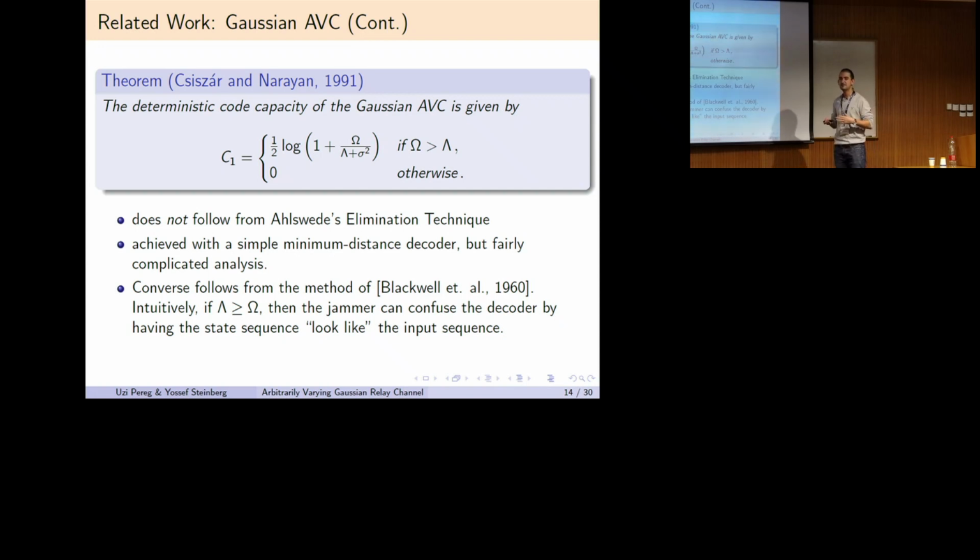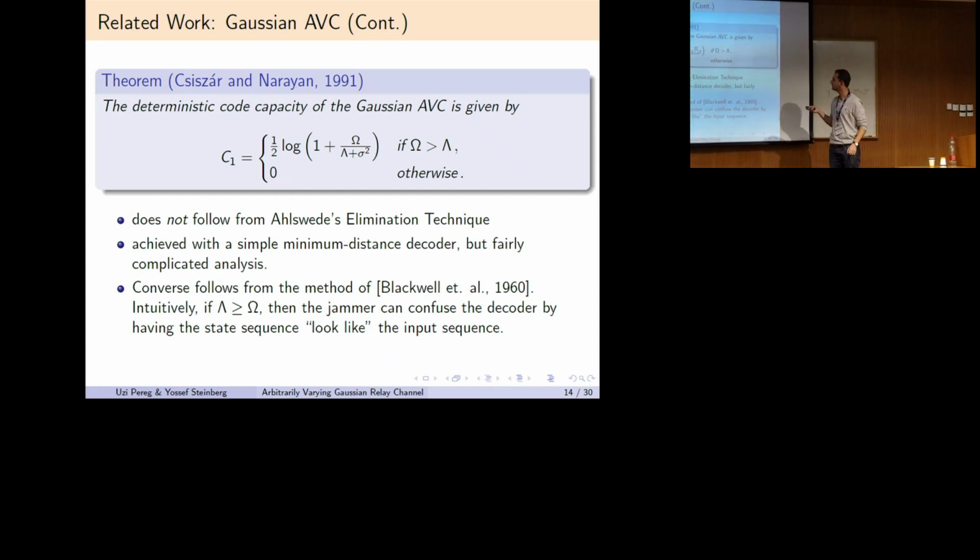Intuitively, if the state constraint Lambda is greater than or equal to the input constraint, then the jammer can make the state sequence look like the input. Here we have this symmetric channel, Y1 = X, Yn = Xn + Zn + Sn. Due to the symmetry, if the state sequence is some codeword, then the decoder has no way to distinguish between these two. That's why the capacity is 0 in this case.